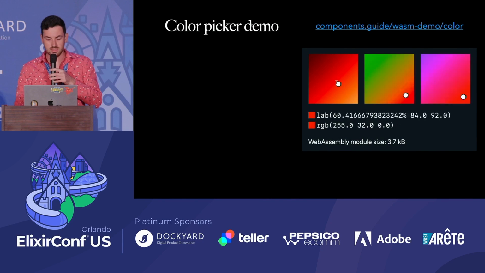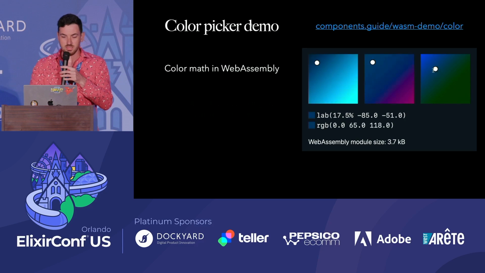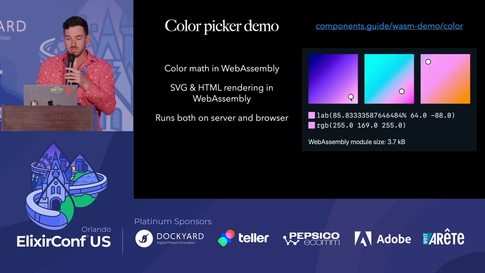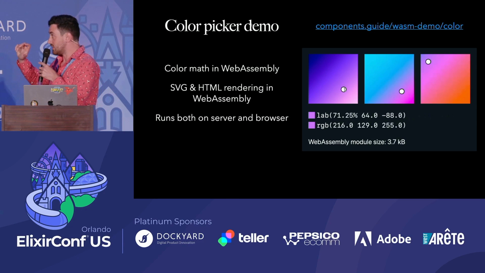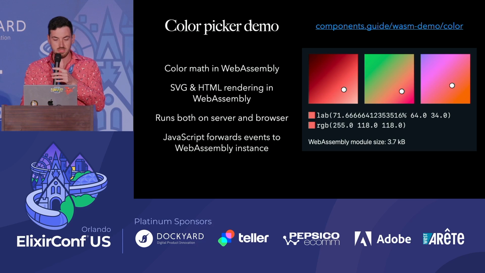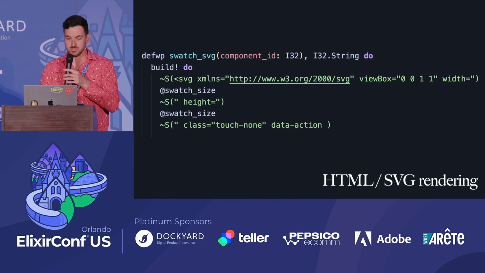So what's being done here? The color maths is in WebAssembly, converting from lab to sRGB, and then the SVG and HTML rendering are also in WebAssembly. It runs both on the server and browser, so we actually have the initial HTML coming in, so actually I'll show you that on the next slide. And then JavaScript forwards events to the WebAssembly instance, so I'll show that as well.